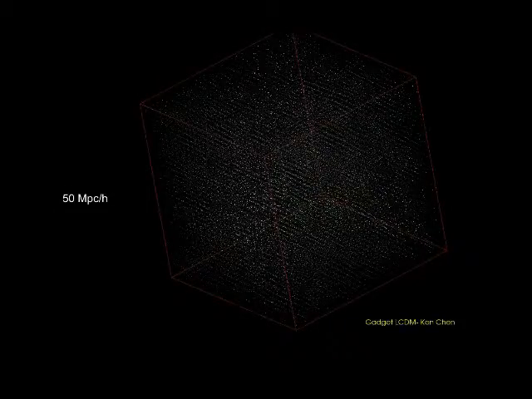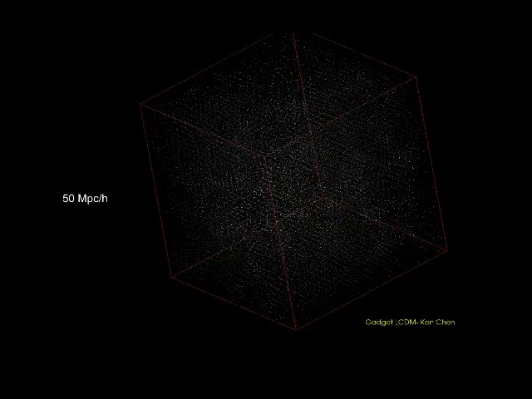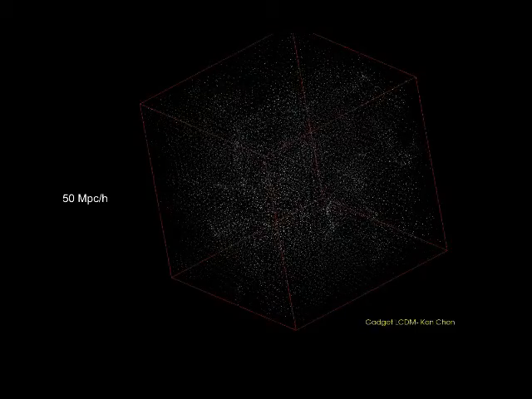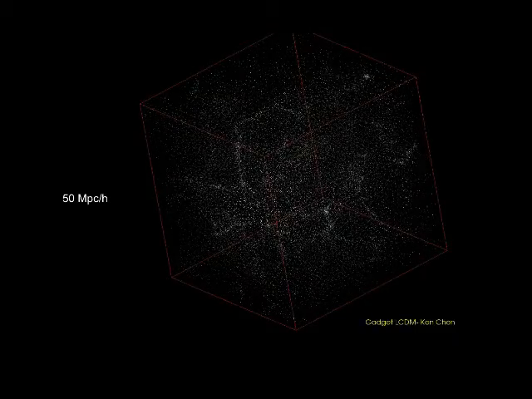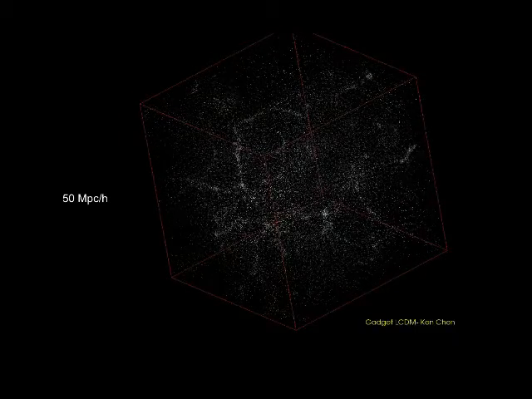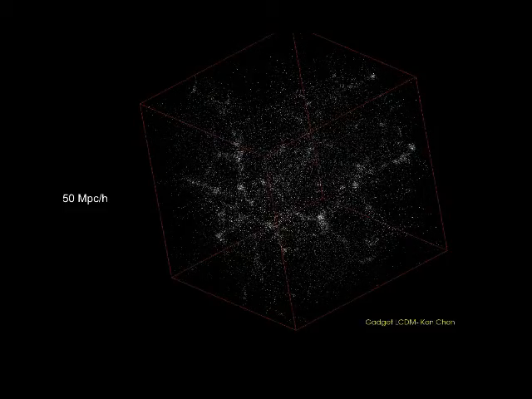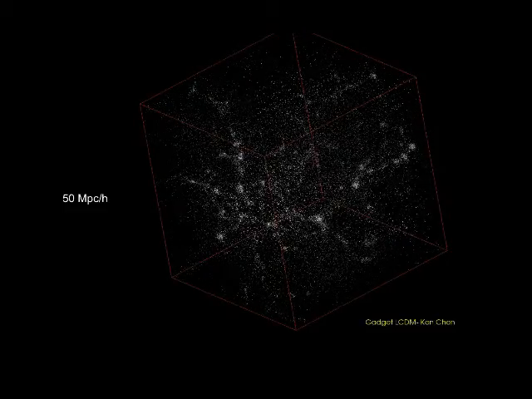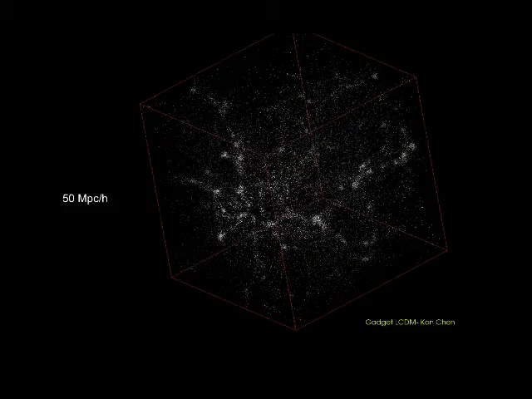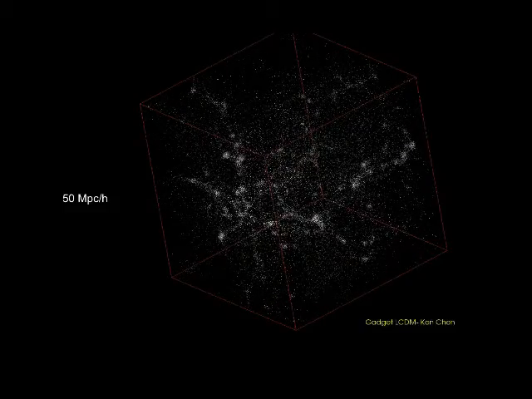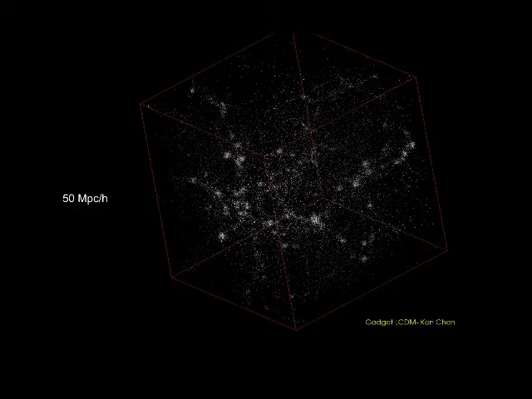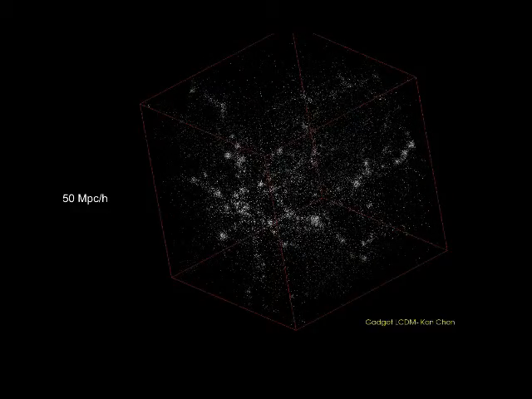Here I'm showing a simulation of the formation of the structure of the universe. Those dark points represent the cold dark matter particles. Later they evolve into highly clustered structures. Inside the dense clumps, or halos, the stars will form.